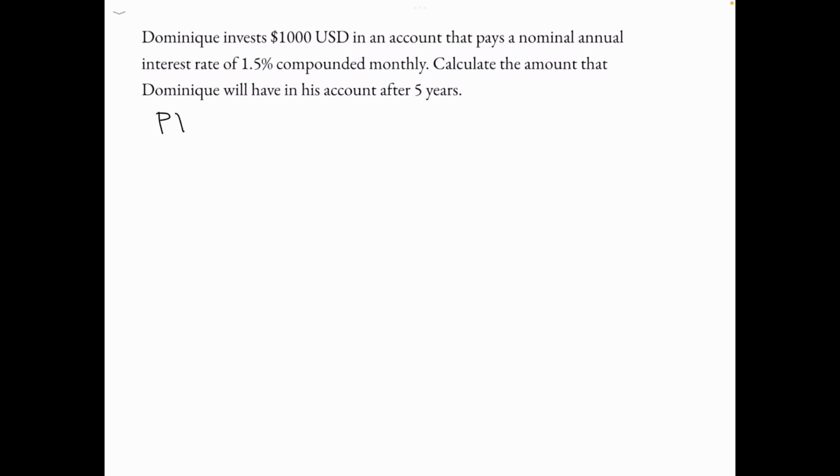So PV is equal to 1,000. K, since it's monthly, is equal to 12. R is 1.5. And N is 5. Now we can plug everything into the formula.